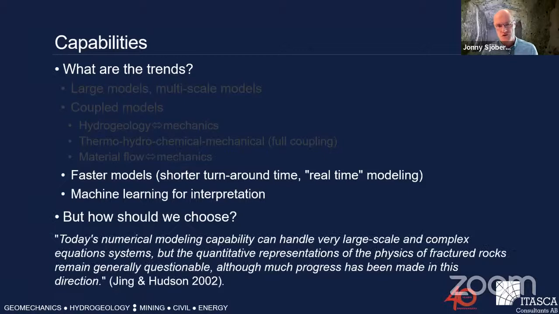So how should we choose? This is another quote from a paper by Jing and Hudson, essentially saying that today's modeling capability, and this was 20 years ago, but it holds true today also, can handle really large-scale complex equation systems, but representing the physics of fractured rocks is still questionable. I think there's been a lot of progress in the last few years also towards this, but there are still unknowns and uncertainties that we need to address.